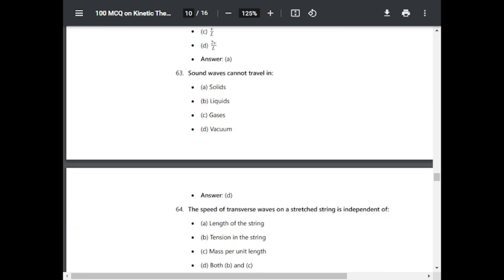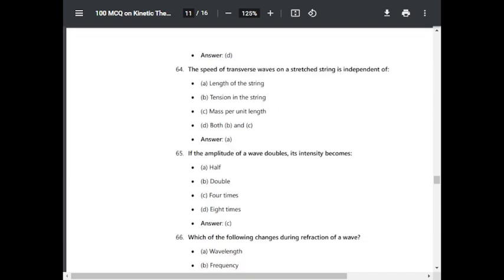Question number 63. Sound waves cannot travel in: option A, solid; option B, liquid; option C, gas; option D, vacuum. The correct answer is D, vacuum. Sound waves cannot travel in vacuum. Question number 64.